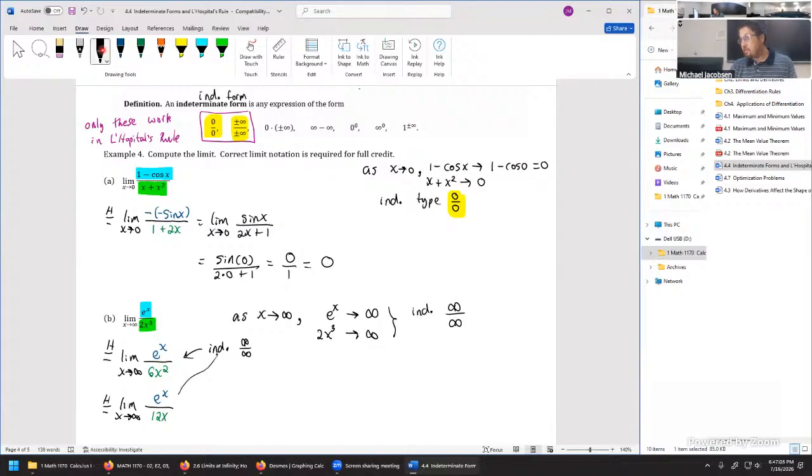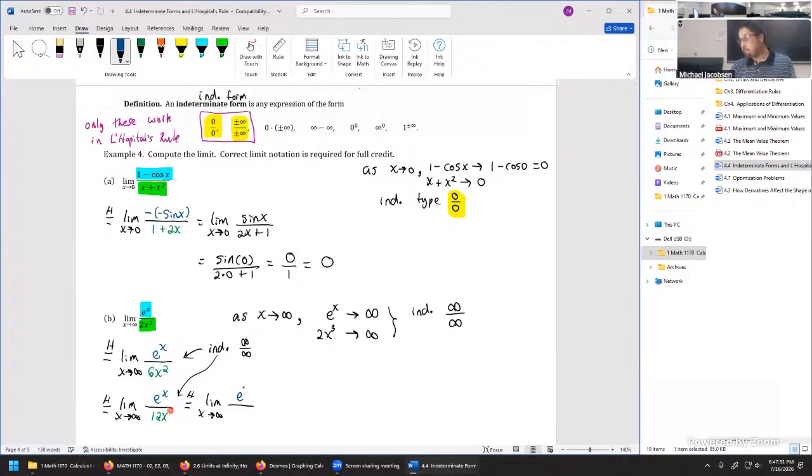But this one is still indeterminate of type infinity over infinity. 12x, as x goes to infinity, 12x goes to infinity. We're just multiplying whatever number you put in by 12. So we hit it with L'Hopital's rule yet again. Take the limit as x tends towards infinity. This can happen in the homework where you have to use L'Hopital's rule multiple times.